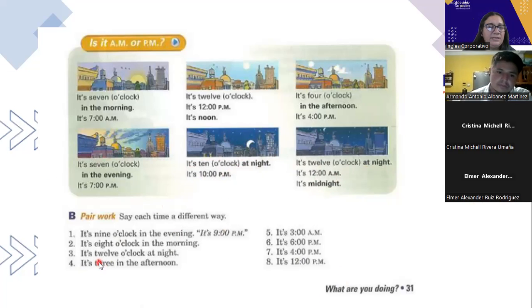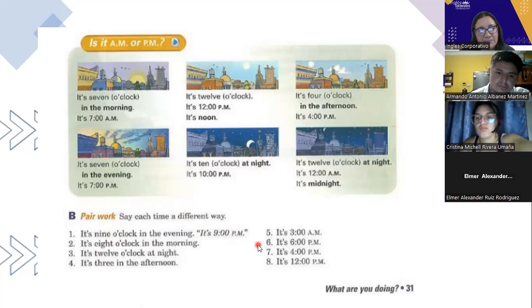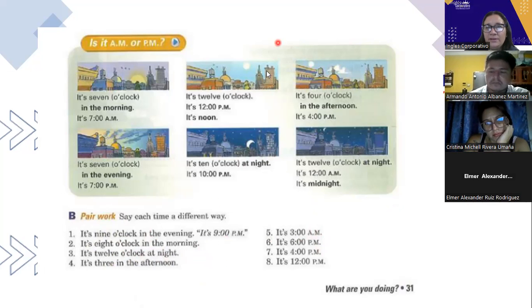Vale, luego tenemos este exercise que lo único que van a decir es decir la otra forma. It's 9 o'clock in the evening, it's 9 p.m. Y si decimos, it's 3 a.m., it's 3 o'clock in the morning. ¿Yes? Si está así con a.m. or p.m., van a tener que decir si es in the morning, in the afternoon, or in the evening, or at night. Y si está con morning, afternoon, at night, van a tener que decir si es a.m. or p.m. Eso lo van a discutir con sus partners in a small group.